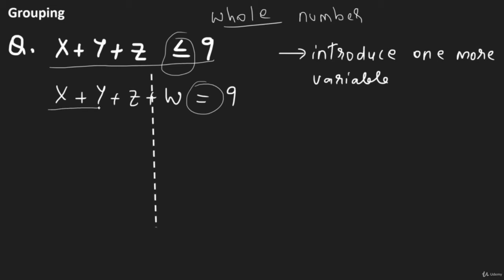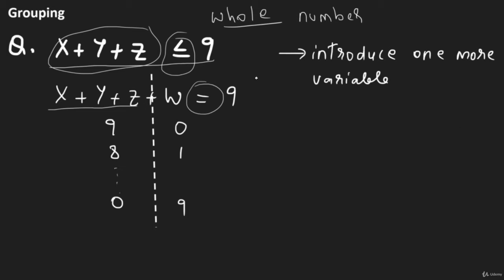If x plus y plus z is equal to 9, then the value of w will be 0. Similarly, if the value of x plus y plus z is equal to 8, the value of w will be 1 to make it equal to 9, right? And this can be 8 because it is mentioned less than or equal to 9, and 8 is less than or equal to 9. And in this way, I keep doing this until x plus y plus z is equal to 0, and in that case w will be equal to 9.